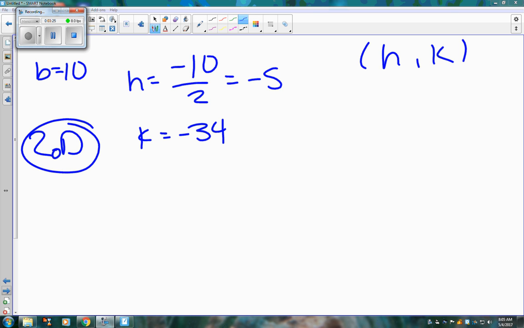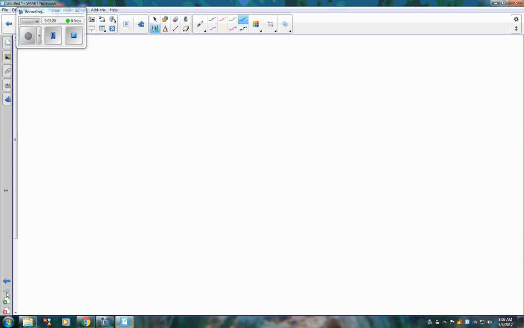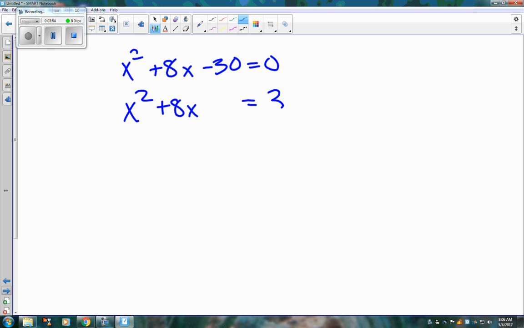Number 3. Which of the following is a result from completing the square for the expression? I'm given x squared plus 8x minus 30. Set it equal to 0. To do completing the square, first off, I have to move 30 to the other side. So I have x squared plus 8x equals positive 30.